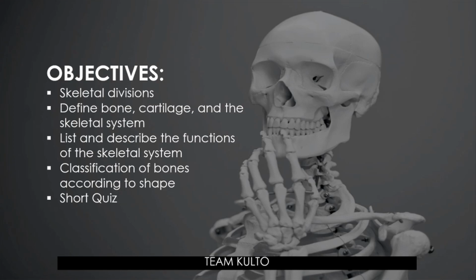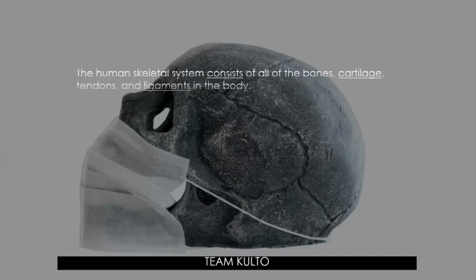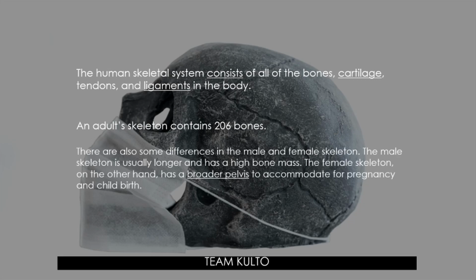All right, let's begin. What is the skeletal system? The human skeletal system consists of all the bones, cartilage, tendons, and ligaments in the body. Altogether, the skeleton makes up about 20% of a person's body weight. An adult skeleton contains 206 bones. Children's skeletons actually contain more bones because some of them, including those of the skull, fuse together as they grow up. There are some differences in the male and female skeleton. The male skeleton is usually longer and has a higher bone mass. The female skeleton, on the other hand, has a broader pelvis to accommodate pregnancy and childbirth. Regardless of age or sex, the skeletal system can be broken down into two parts. Mamaya pag-aaralan natin yun, ha?